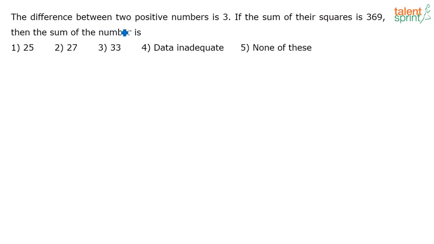The difference between 2 positive numbers is 3. If the sum of their squares is 369, then the sum of the numbers is dash. So what is the answer for this question? How do you solve this question? See what is given in the question. Any of you, what is the answer for this question you got?